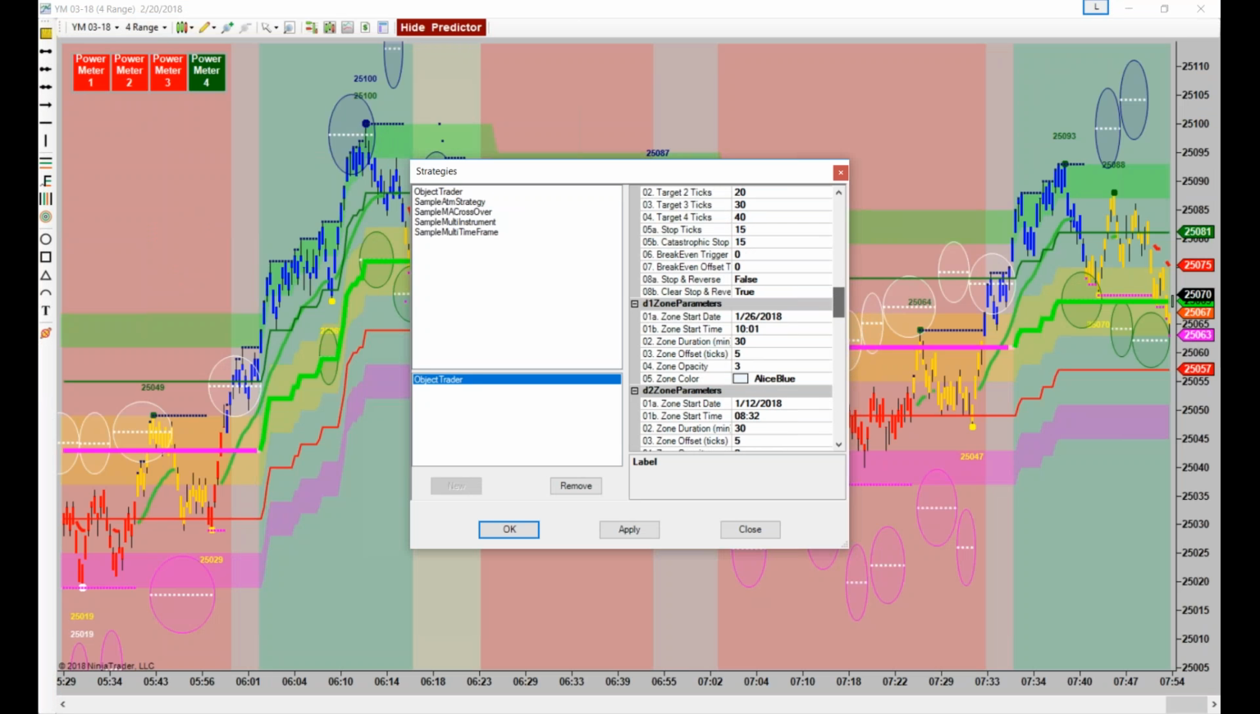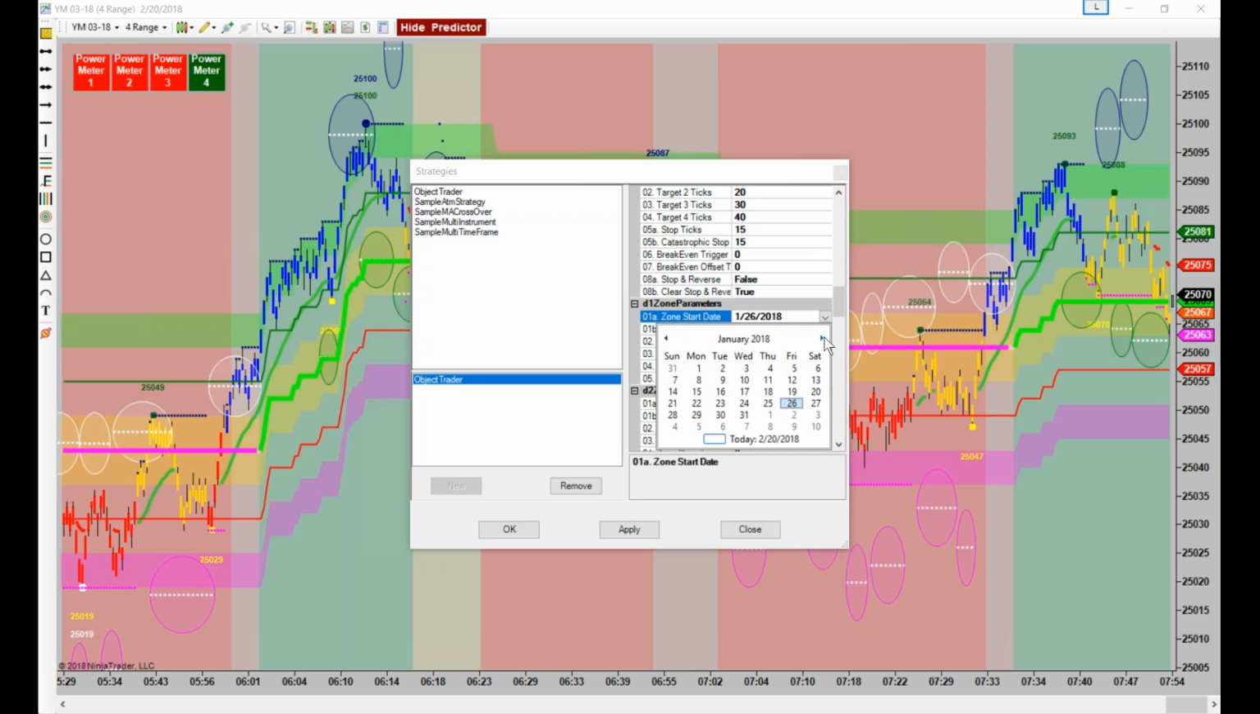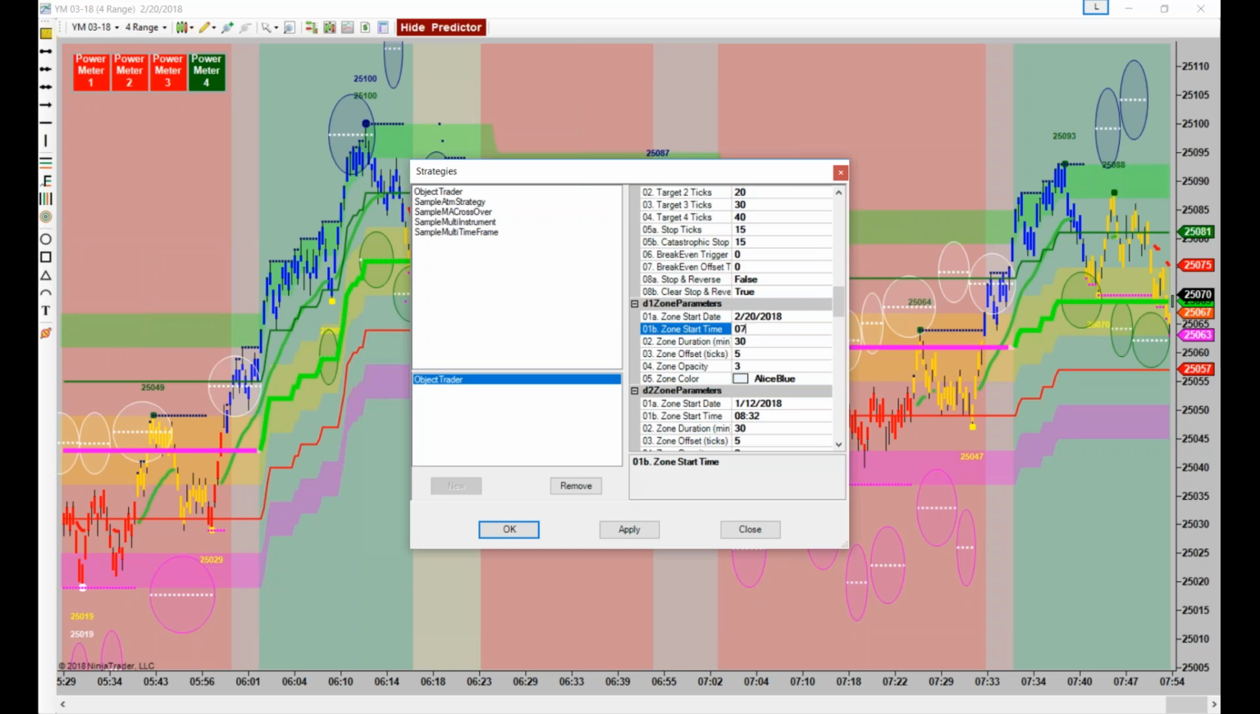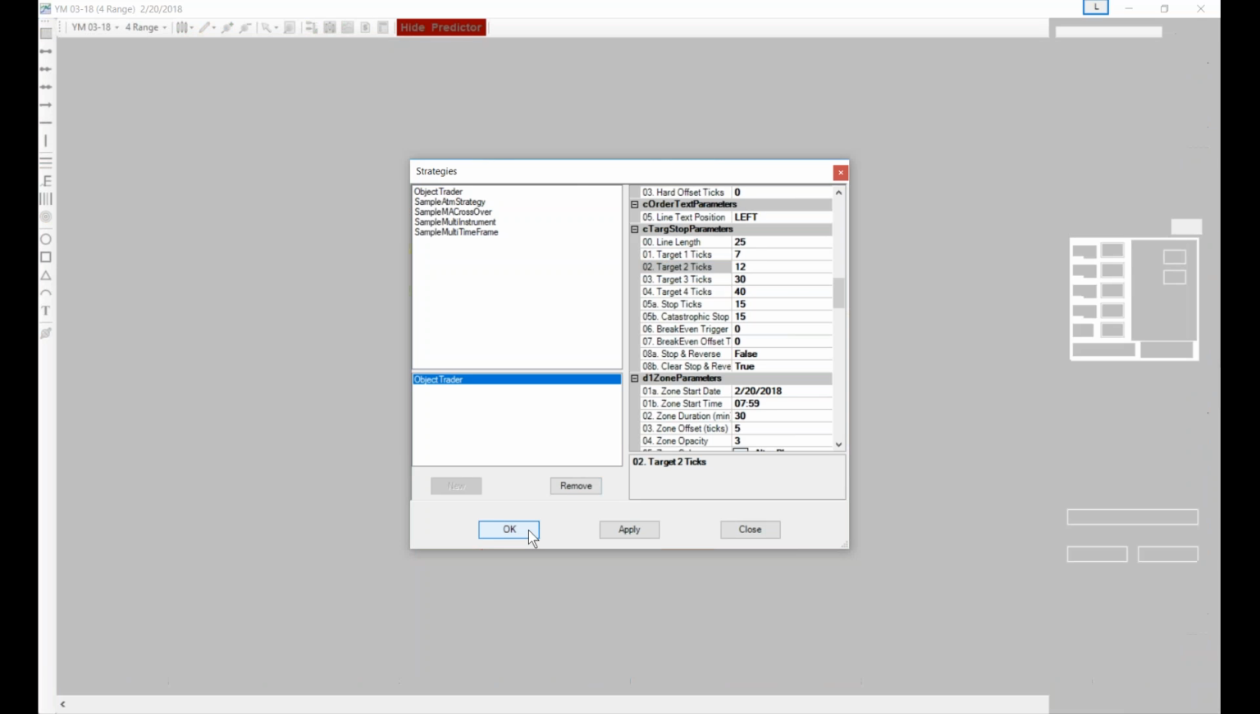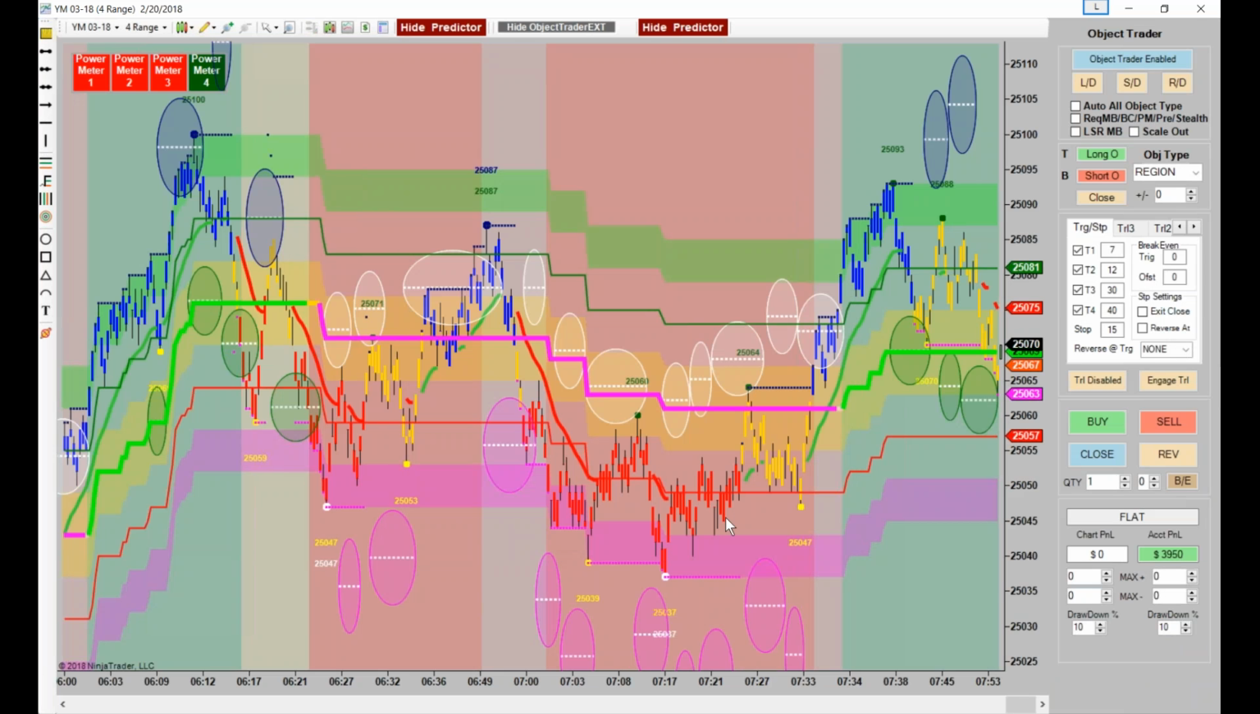Scroll up to your zone again. Change your date. Change your time. And we'll make sure these are all set correctly with each other, because I think I just set 2 targets is all. So we're not going to set that 3rd target. Oh, did I do stealth on one? I'll fix it.